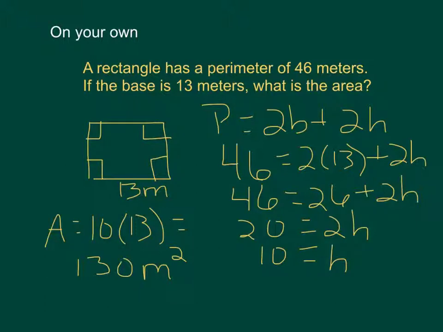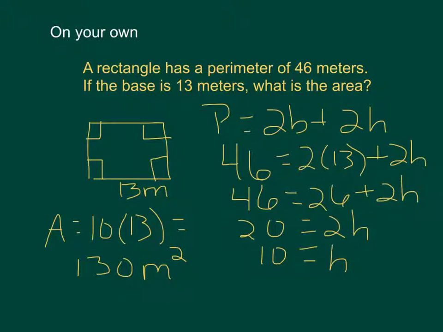Looking at my problem, a rectangle has a perimeter of 46 meters. If the base is 13 meters, what is the area? I know to find my perimeter, I need to add up twice my base plus twice my height. So I substitute in what I know into this formula. 46 equals 2 times 13 plus 2h. Simplifying, I get 46 equals 26 plus 2h. Subtracting 26 from both sides, I get 20 equals 2h. And dividing both sides by 2, I get h equals 10.